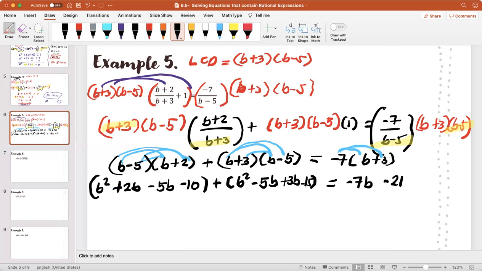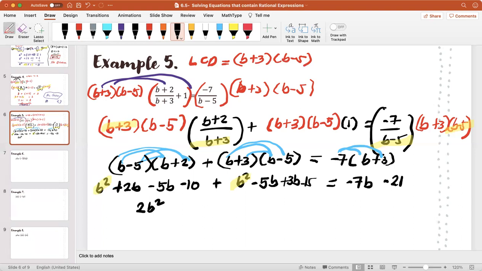Can we remove the parentheses now? No change needed here, right? No change needed there. So let me just erase that, rather than rewriting it. So which are like terms here? We have like terms there, right? b squared, b squared. How many b squares do we have? 2. So that will be 2b squared.